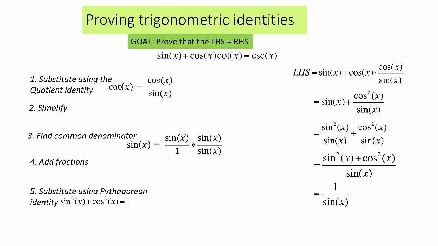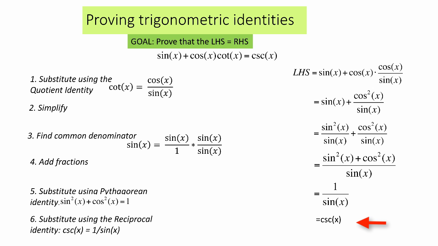And now if I look back up at my original identity that I'm trying to prove, and I look at that right-hand side, I see it's supposed to be the cosecant of x. Well, guess what? 1 over the sine of x is actually the same as the cosecant of x because that is a reciprocal identity. So I make that final substitution, and now I have proved that my left-hand side is equal to my right-hand side.